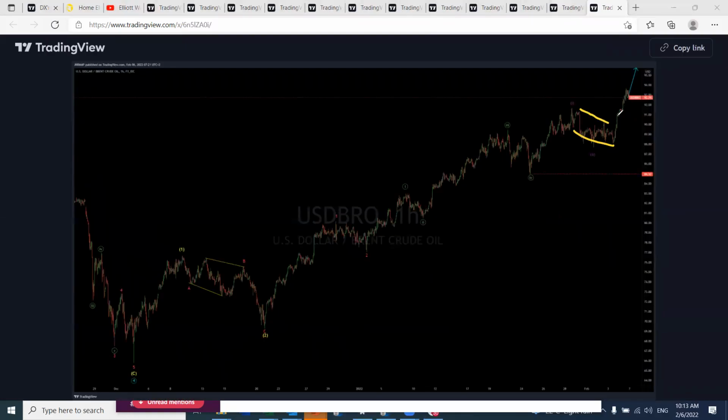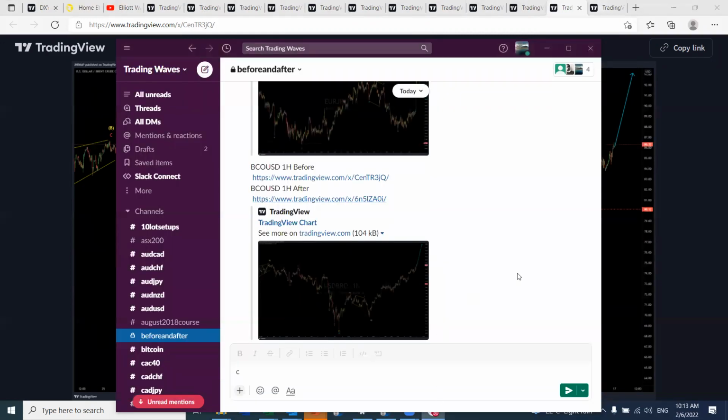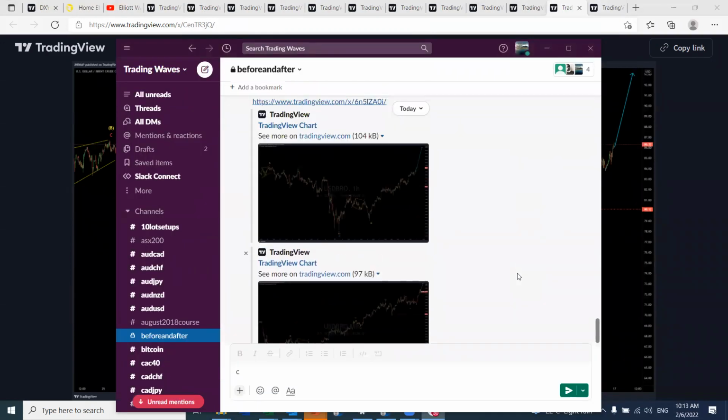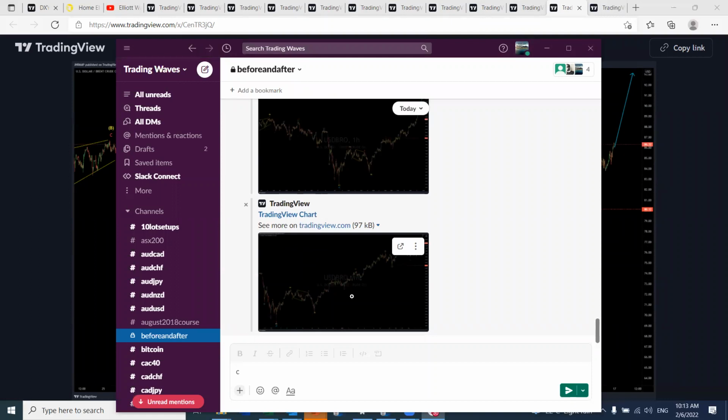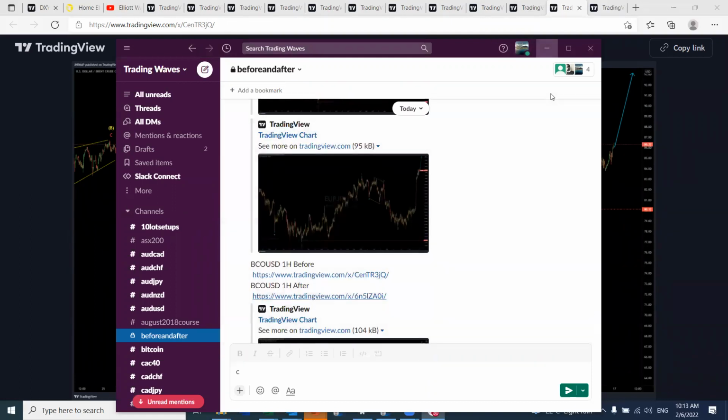So I've actually shown you the chart before. This is the before chart. This is the chart after that move. That is Brent crude. So let's have a look at these ones. All right, so let's have a look. This is what we have here on Brent crude, it has made that move to the upside. Now, let's have a look at the US dollar pairs.